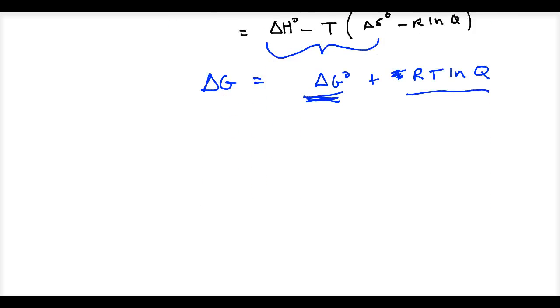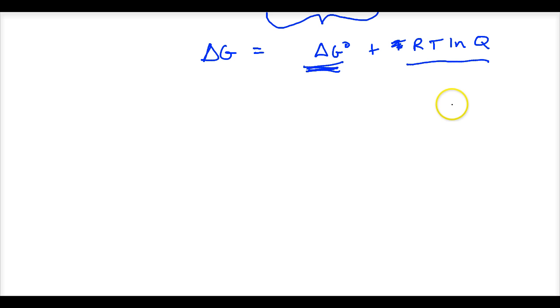Okay, so what does it mean? Well, I guess it means that if my Q gets bigger, then my products are more favored, or I have a lot more products than I'm supposed to. And that means this makes a bigger positive, and this positive can make delta G become positive, and it's what? Non-spontaneous. This is Le Chatelier's principle.